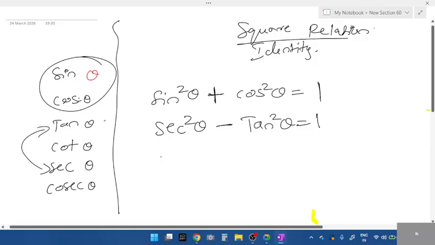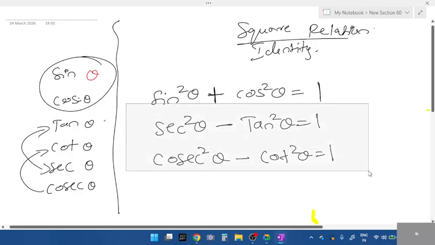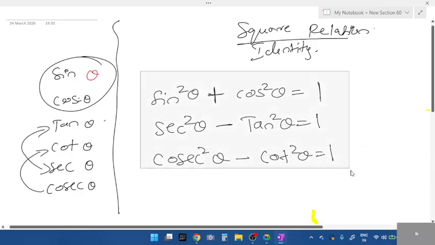Don't write anything. First listen. Then we take cosec and cot. Look at the arrows I've drawn. Cosec and cot. This is the order you have to write. Cosec square theta minus cot square theta is equal to 1. These are the three formulas. This is known as square relation.